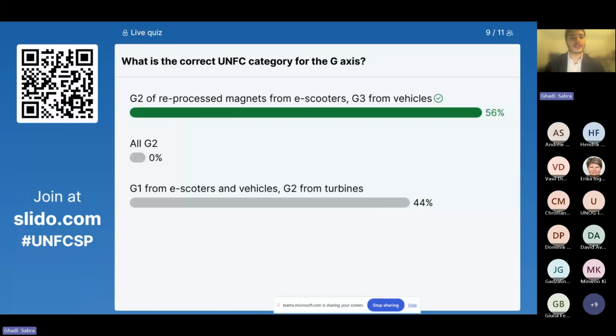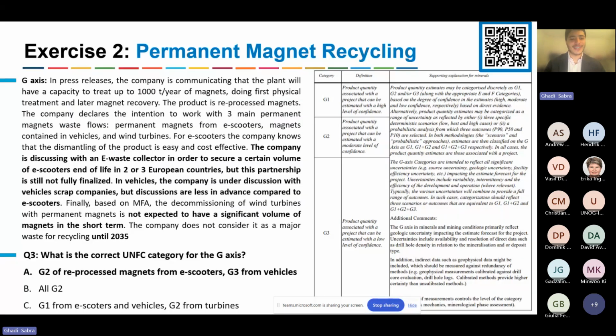The majority answered G2 for reprocessed magnets from e-scooters and G3 from vehicles. So why didn't we classify turbines, this waste stream, since it's out of scope for the strategic projects? We're talking about 2035. So the main purpose now is to focus on the e-scooters and vehicles.